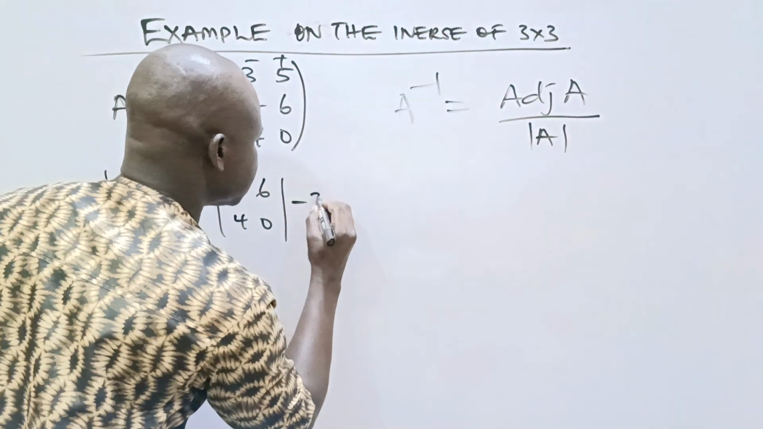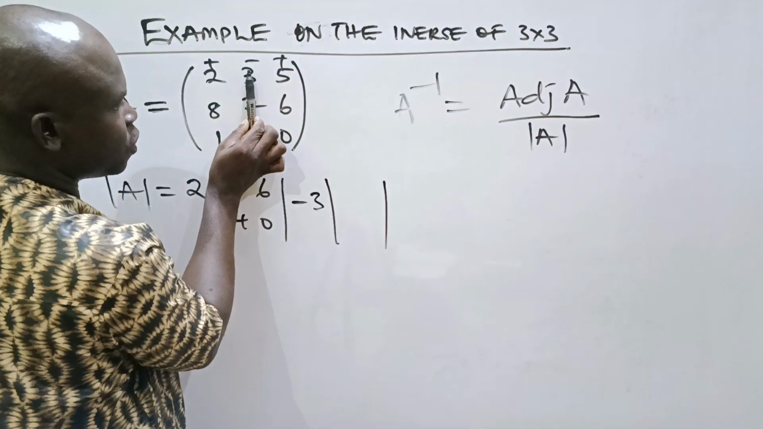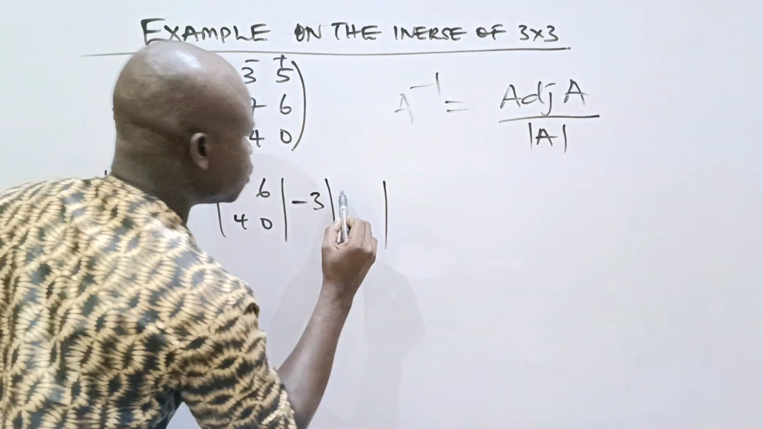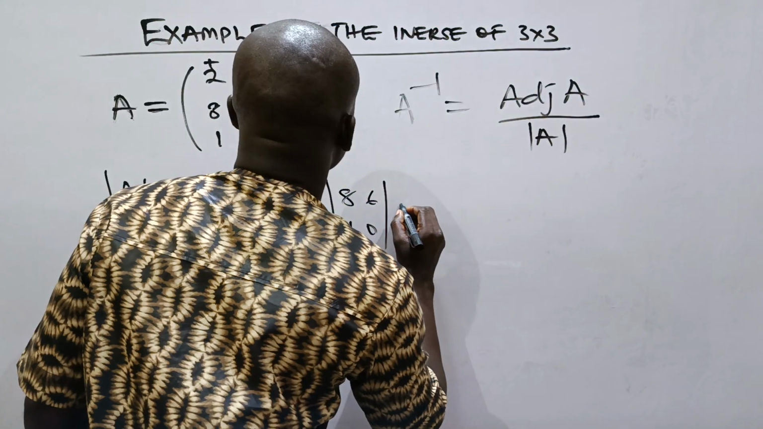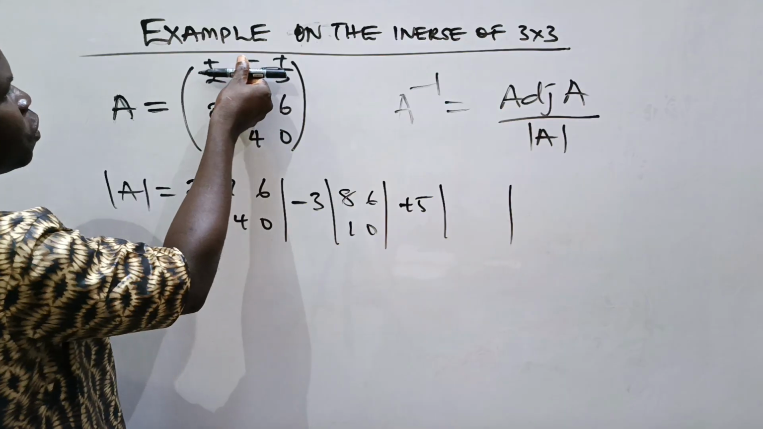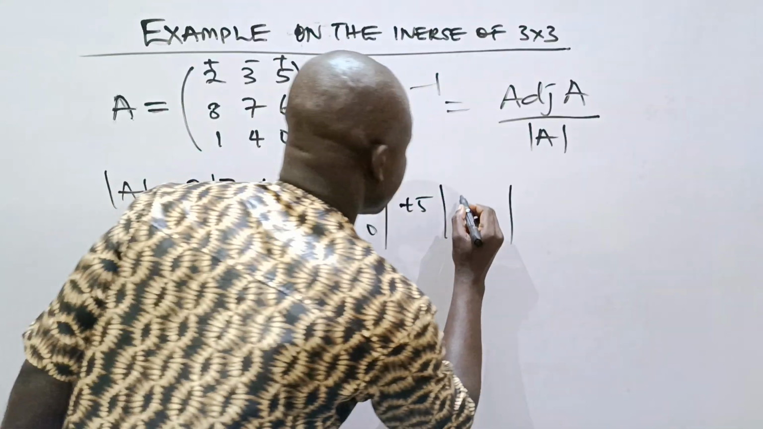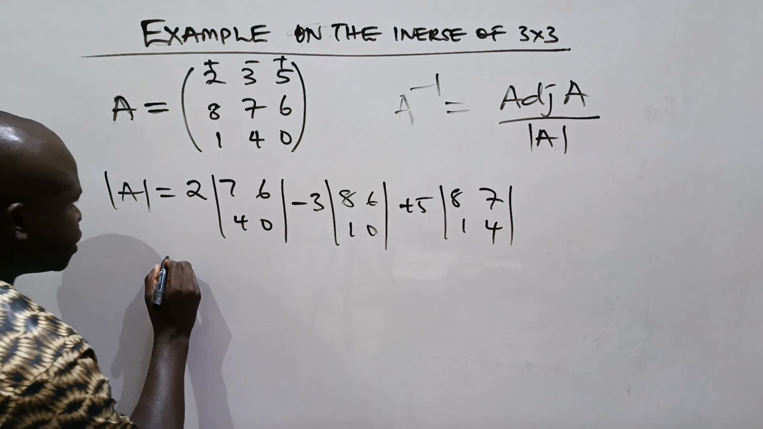So this will now be minus 3 into bracket. If I pick first row and second column, the leftover will be 8, 6, 1, 0. So I'm going to have 8, 6, 1, 0. Then I go to the last column, plus 5. I will write out the leftover. The leftover will be first row, third column: 8, 7, 1, 4. So from here now, I can go ahead and find the determinant.